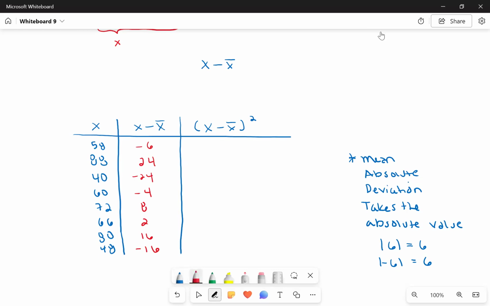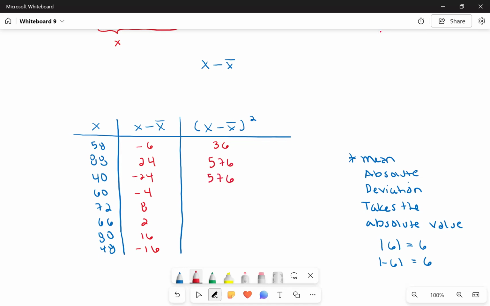So let's go through and square each of these. Basically, we're multiplying by itself. So -6 times -6, I can do that in my head. That's 36. However, I can't do 24 in my head. Sorry, -6 times -6 is positive 36. 24 times 24 is positive 576. And so is -24 times -24.